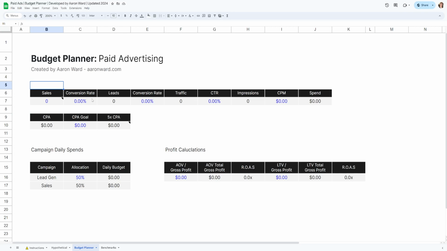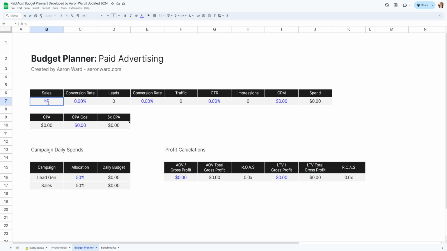We're going to type in our conversion rate, our leads conversion rate, our click-through rate, and then our cost per thousand, or cost per mille, to figure out ultimately how much we should spend. Just as a heads up, hopefully everyone can see this in blue, but this blue is going to be anything you need to manually enter. Everything in black will be automatically calculated for you. So let's get into this.